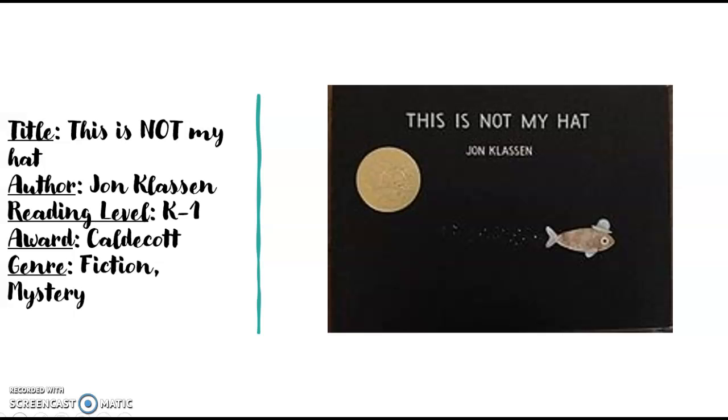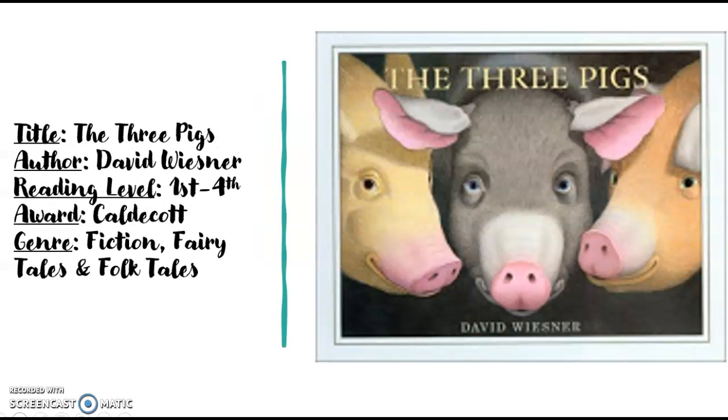of the story is. The next book we have is The 3 Pigs, author David Wiesner, reading level 1st through 4th, Caldecott Award, genres fiction, fairy tales, and folk tales. It is a classic. Basically, we all know the story, but I'll go ahead and briefly reiterate it. It's basically where 3 pigs build 3 houses made up of different things, and then a big bad wolf comes and blows down 2 of the pigs' houses, which were made of straw and sticks, but can't blow down the 3rd house because that one is made up of bricks.